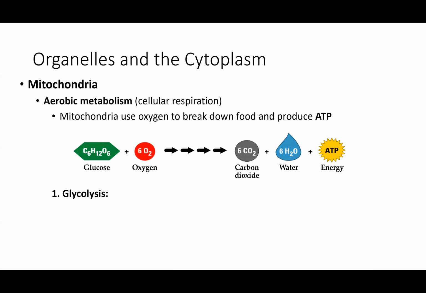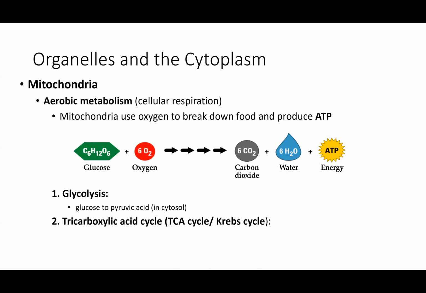There are 3 stages to aerobic metabolism. The first is glycolysis, where you're converting glucose to pyruvic acid. The second is the Krebs cycle. Usually we just refer to it as the Krebs cycle, not the tricarboxylic acid cycle. And this is where you convert pyruvic acid into carbon dioxide. And then you have the electron transport chain, which happens on the inner membrane of the mitochondria, and that is where the majority of the ATP is made. So again, we will talk about this in detail later.